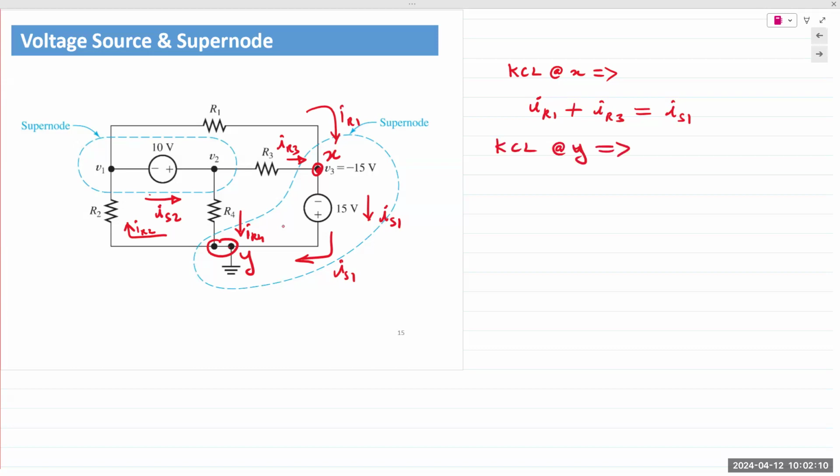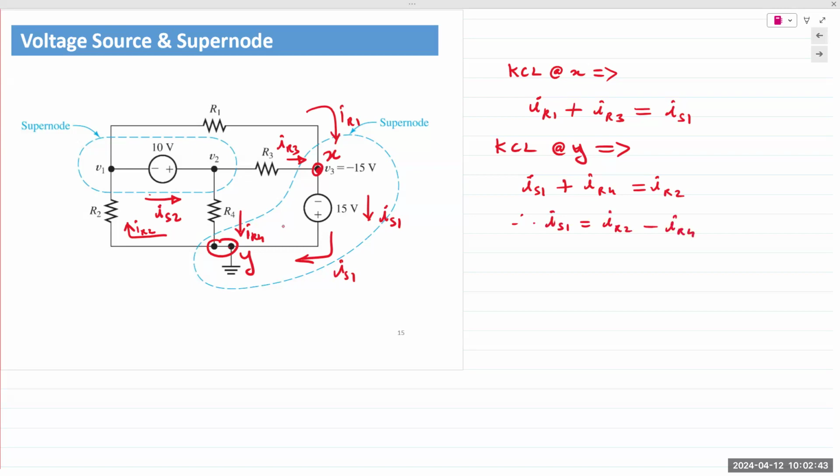And when I apply KCL at Y, I have IS1 entering Y. I have IR4 also entering Y, so IR4. And then I have IR2 leaving. Okay, IR2 leaving. That's the bottom node. So now rearrange the terms, and I get IS1 is equal to IR2 minus IR4.